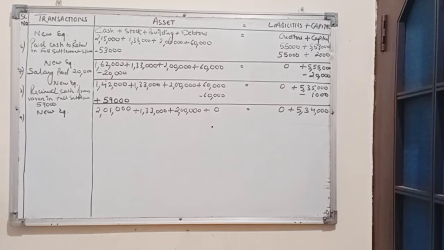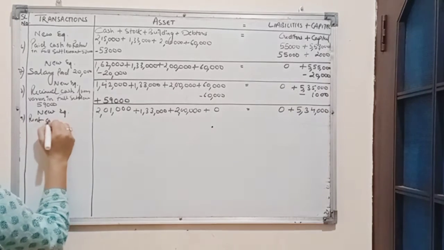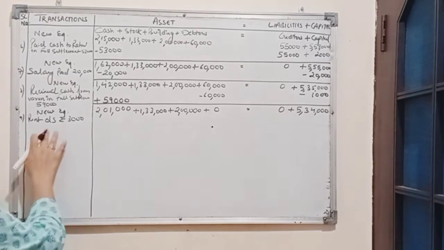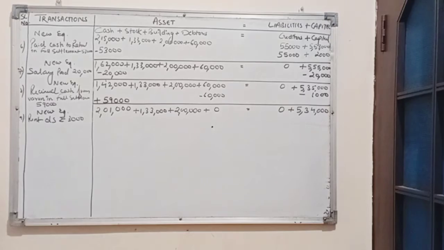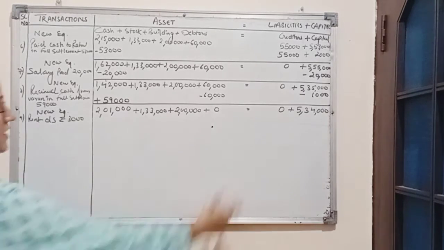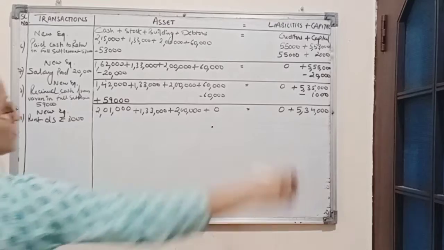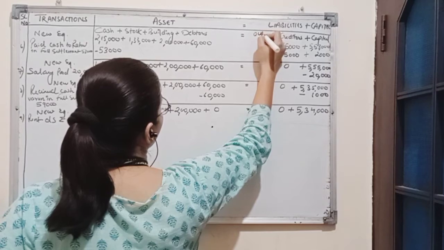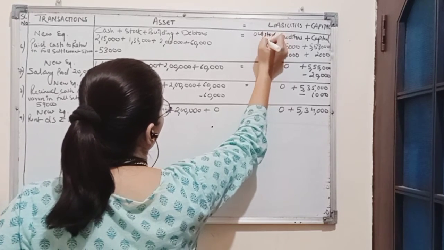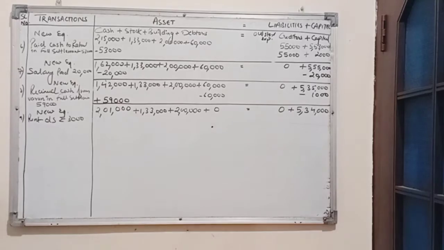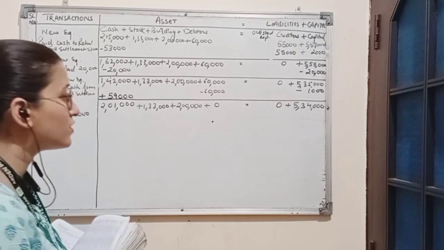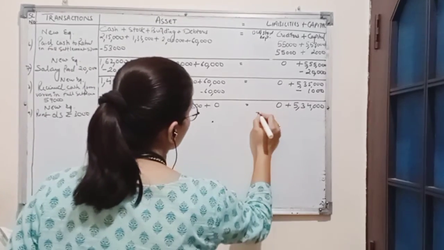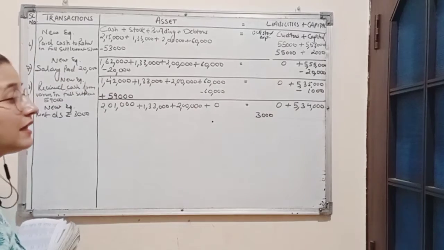rent outstanding rupees 3,000. Now, rent outstanding means the rent which we have not paid, which is due. So, the amount which is due is considered as liability. So, we will open a new column here on the liability side, outstanding expense. Here we have to pay the rent. Rent is due. It is not being paid yet. Rent is amounting to rupees 3,000. So we will record this amount in outstanding expense.